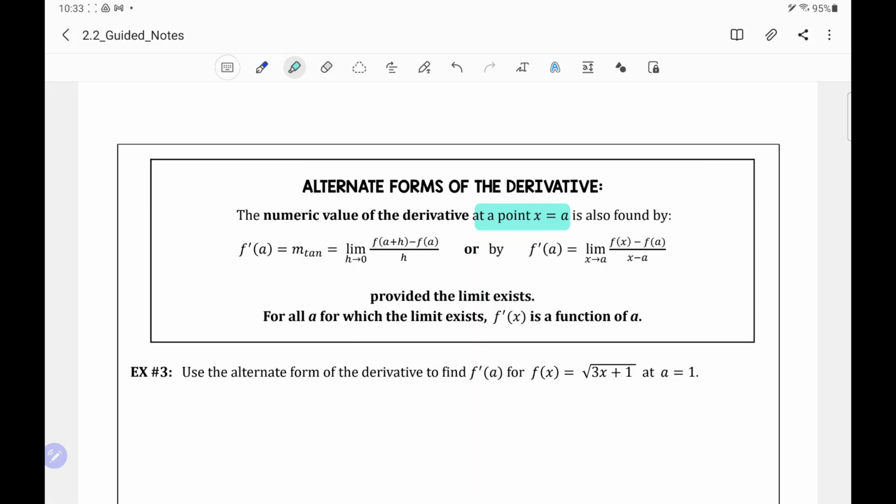equals the limit as x goes to a of f of a plus h minus f of a over h, or by f prime of a equals the limit as x goes to a of f of x minus f of a over x minus a, provided the limit exists. For all a for which the limit exists, f prime of x is a function of a. So basically, this is 2 other formulas. If you look at them, they're kind of similar to the difference quotient, taking the limit as h goes to 0, but just slightly different.